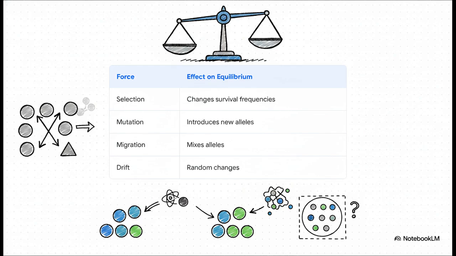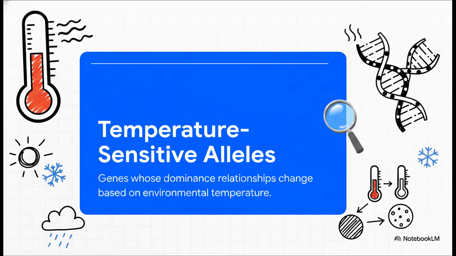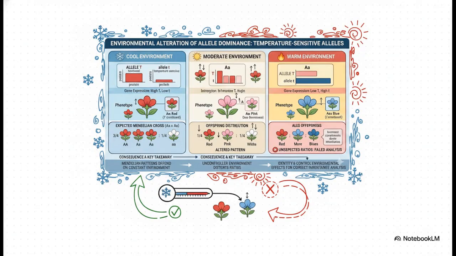And speaking of the real world, let's talk about the ultimate wild card that messes up all our perfect Mendelian ratios: temperature-sensitive alleles. These are literally genes whose physical expression levels and dominance relationships change depending on the surrounding environmental temperature. Let's look at how this totally flips our understanding of real-world genetics. Our whole analytical framework up to now kind of assumes a constant environment. But look at the shifts happening here.